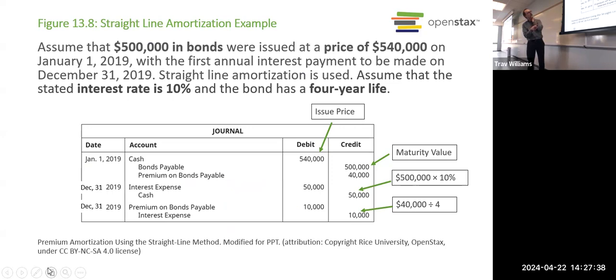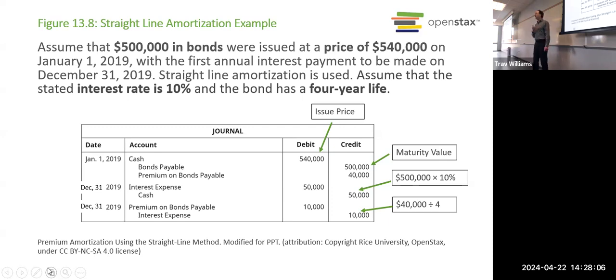Okay, so here we're issuing $500,000 in bonds. That's the total of all the bonds that we sold. And we got 540,000. We were able to get more from our investors than we have to pay them back. What do we call that? If they give us more money than we have to pay them back? The premium, right? We charged a premium for those bonds.